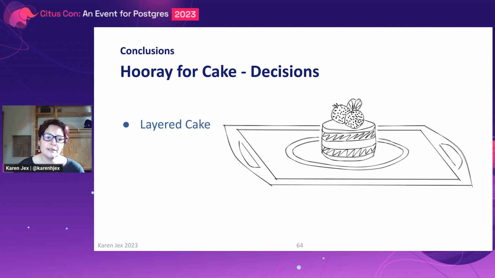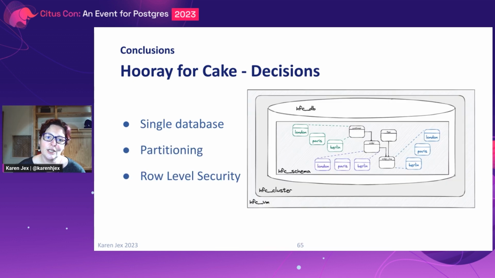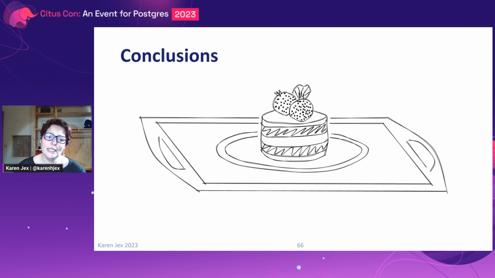So for all those reasons, you decide that you're going to bake a layered cake. You're going to implement a single database with partition tables and row-level security to make sure that each tenant only accesses its own data. And you also decide that you really, really want some cake.